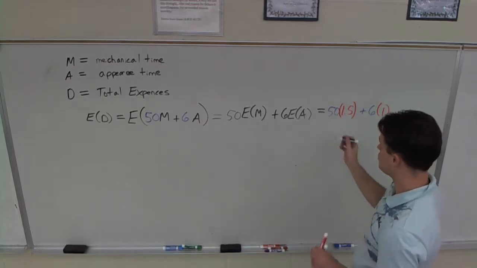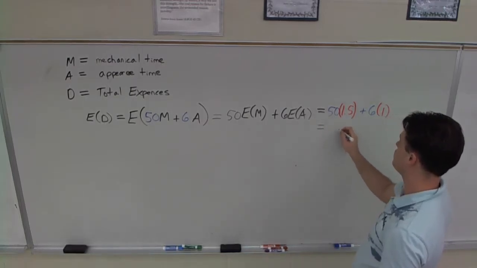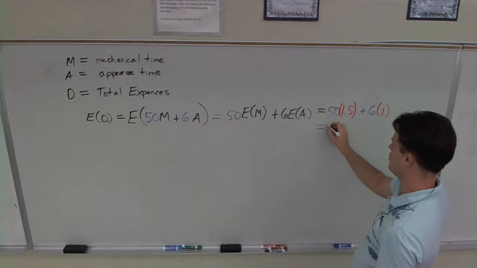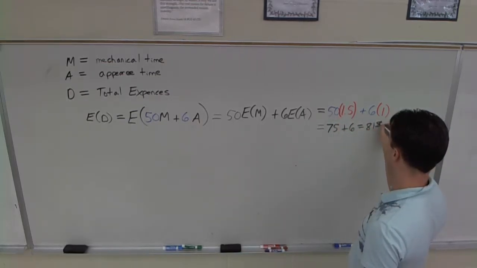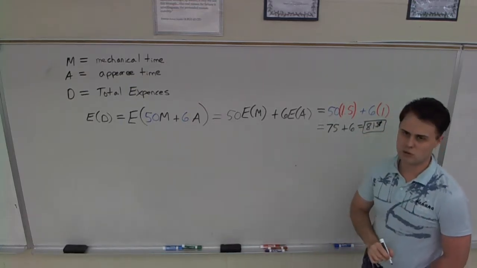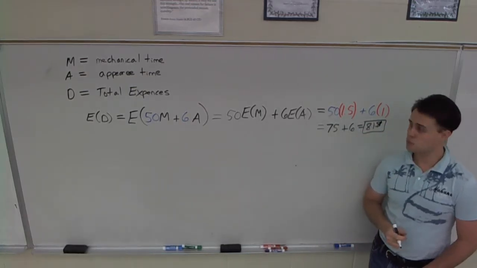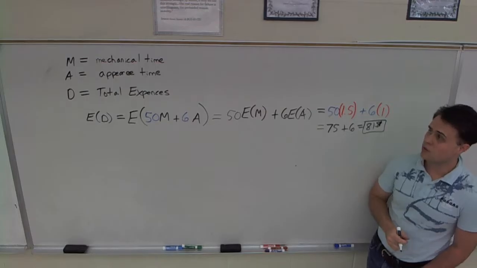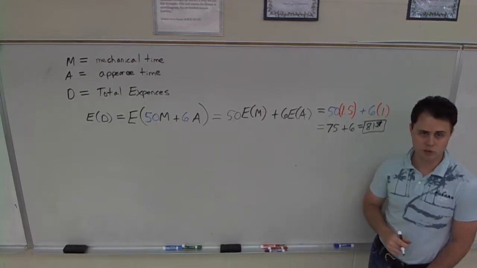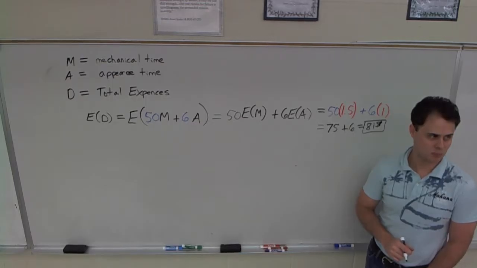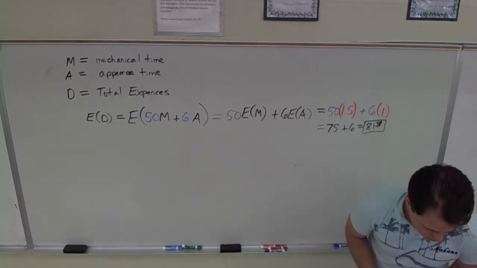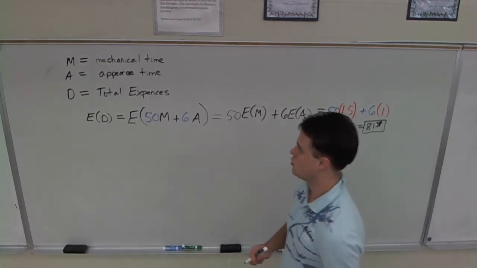We got it. This is the expected amount of total expense. What is that, 75, plus 6 is $81. So the shop can expect to spend $81 on average to process these vehicles per hour. Does that make sense? We also wanted the standard deviation of that, so let's do that.